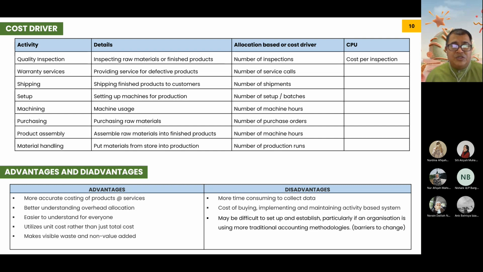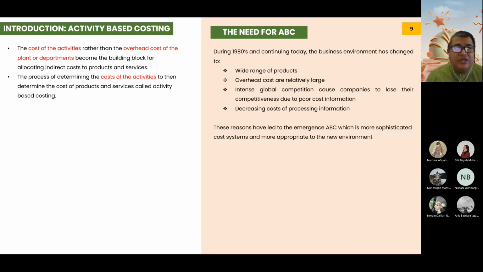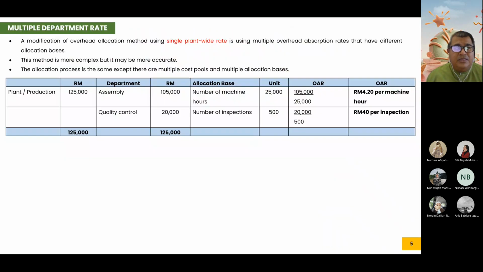So this one is sample of cost driver that we can use. The cost driver must be acceptable and relevant to each activity. And then we go to the advantage and disadvantage of using the ABC. Okay, some of the advantage, kita boleh tengok yang tadi lah. This one, the method is more complex but it may be more accurate.